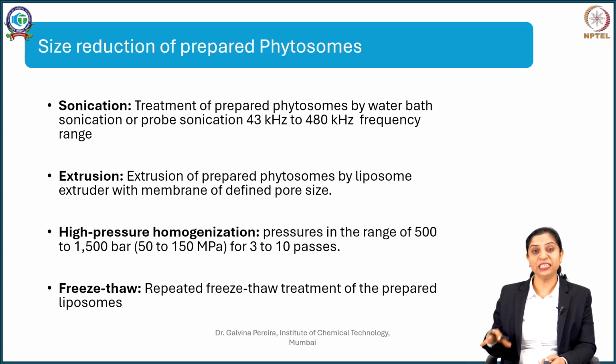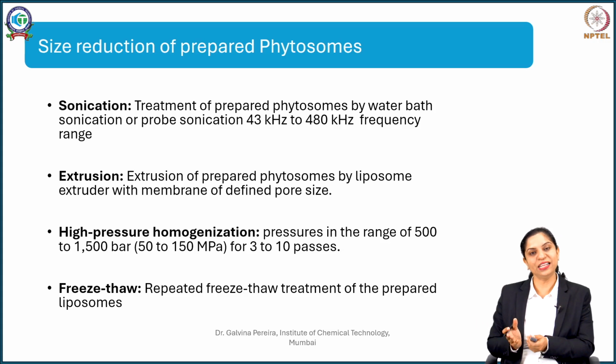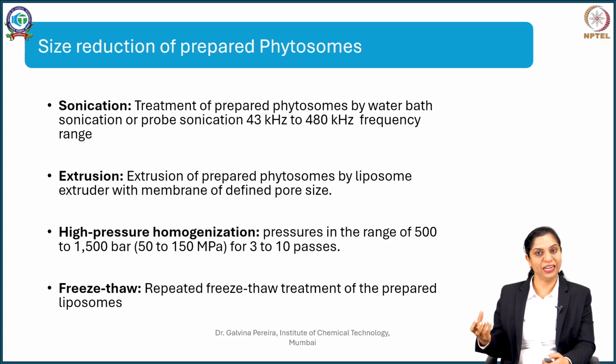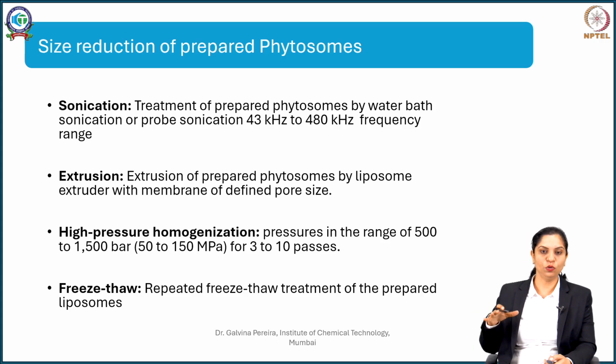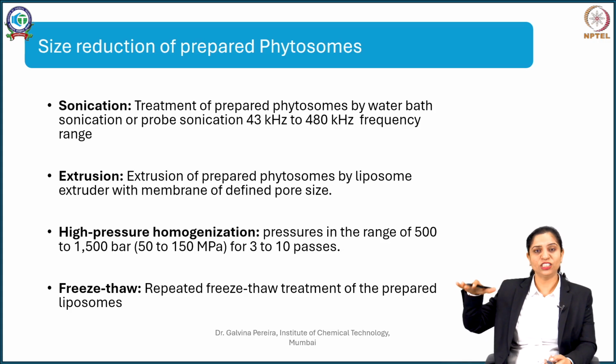Higher the frequency, definitely there is a chance of deterioration. So you need to tread carefully in this area, but if you are able to dissipate heat and control the temperature, you can get very good quality SUVs, that is small unilamellar vesicles. Another one is the press, typically a French press, what is called the extrusion method. In this you put your phytosomes in the same press which is used for liposomes as well, and here again a high pressure is applied.